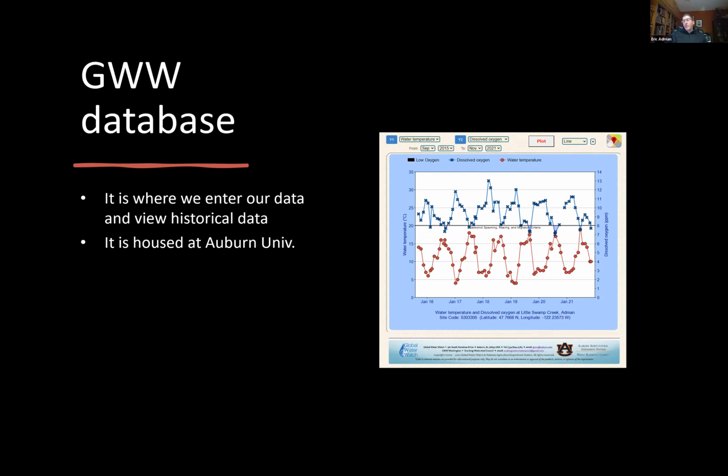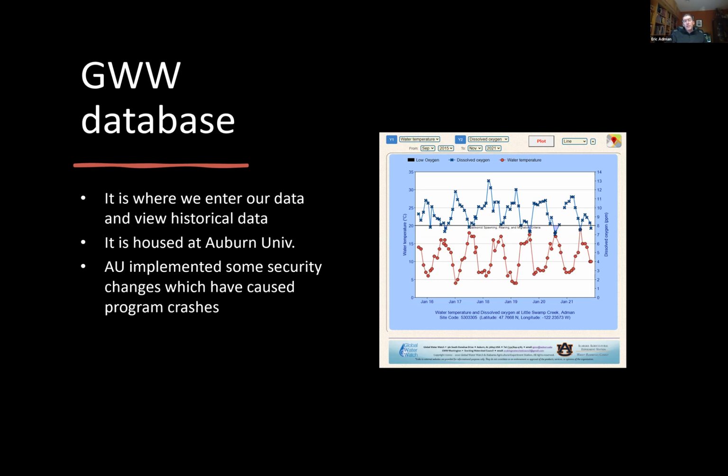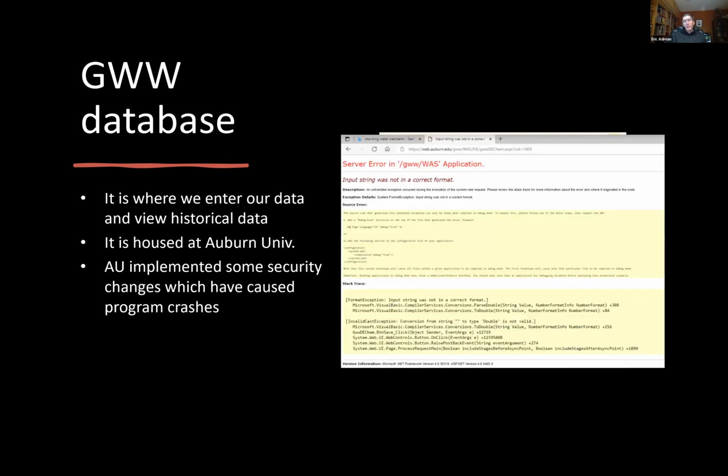It is housed at Auburn University, and they made some security changes, according to my Global Water Watch contact, which caused these program crashes. They've been working on them, but for about a month or two now, when you try to log data, you get this error. So it's hard to say, did my data actually get in? I guess you can view it later and see if it's in there or not, but obviously there's something that needs to get fixed. So my apologies if this has been frustrating and it's taken a while.